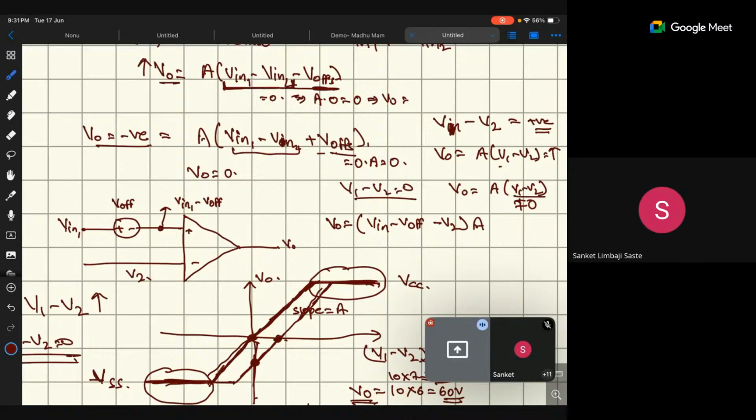So V naught should be 0 when V1 minus V2 minus V offset is 0. Okay, V1 minus V2 minus V offset is 0, then V naught is 0. So that means V1 minus V2 is what? V offset. So this point is called V offset. When V1 minus V2 is V offset, then V naught is 0. So this is called the V offset.